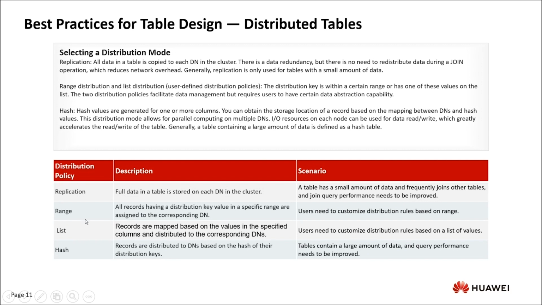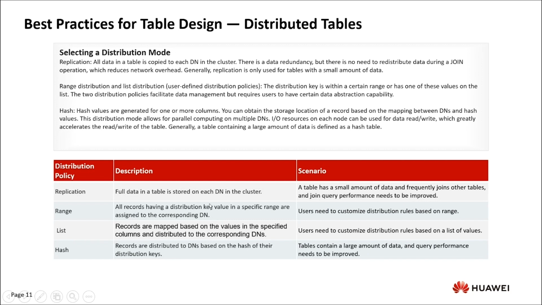And secondly, for the range policy, all records having a distribution key value in a specific range are assigned to the corresponding DN. So this is suitable for scenarios where users need to customize distribution rules based on the range, for example, a time range.